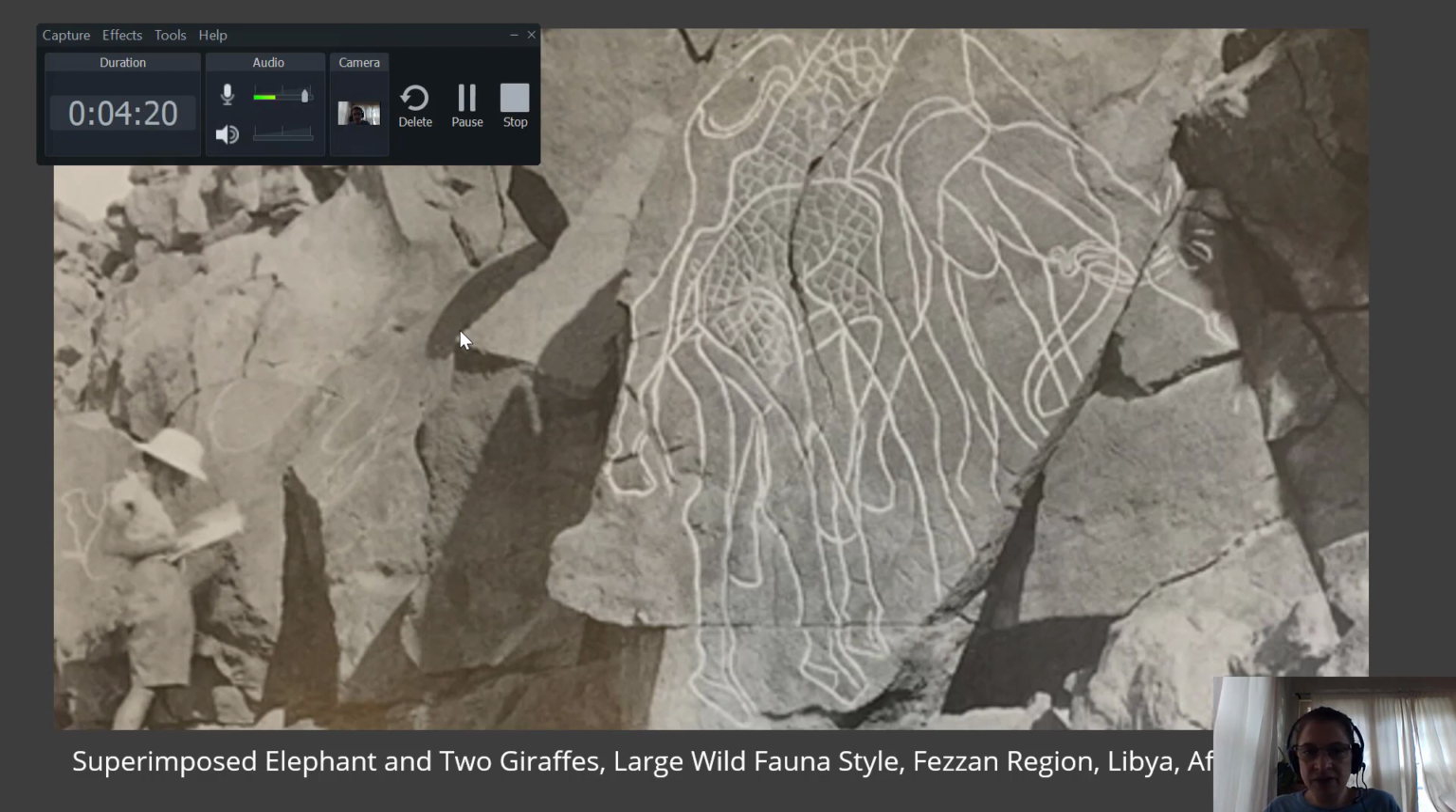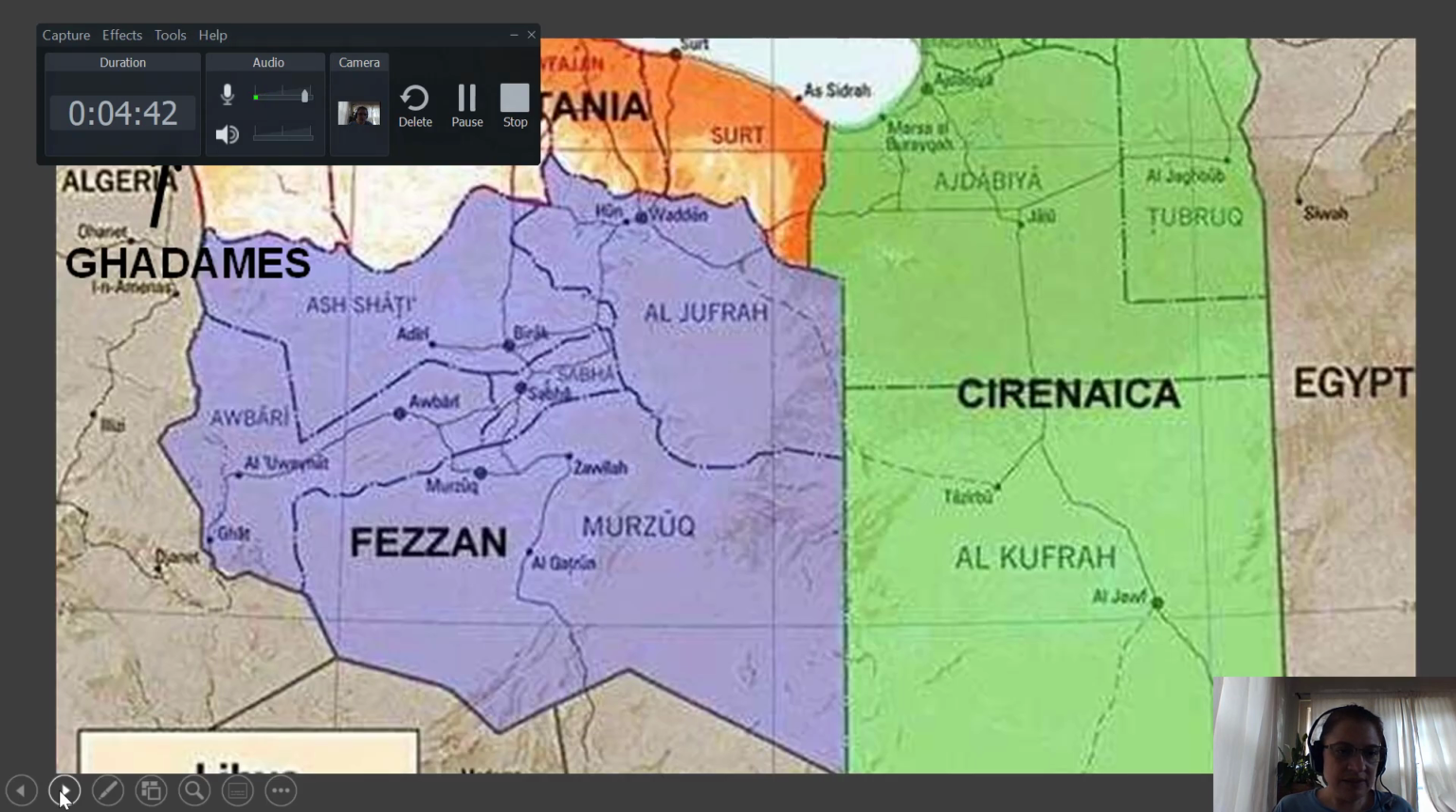And the animals have very large feet. This is part of what is known as the large wild fauna imagery, which typically has these very large feet. There are actually hundreds of images in this area that's known as Fernandes. Let's get to the next one.